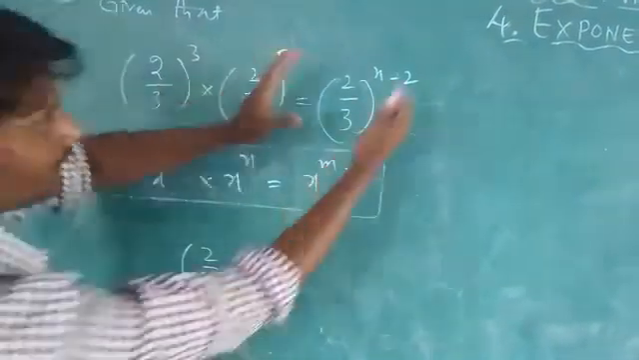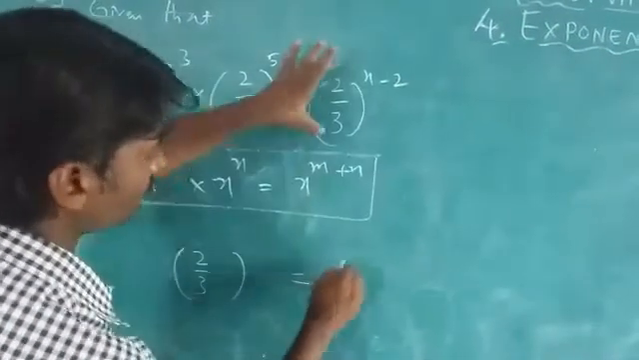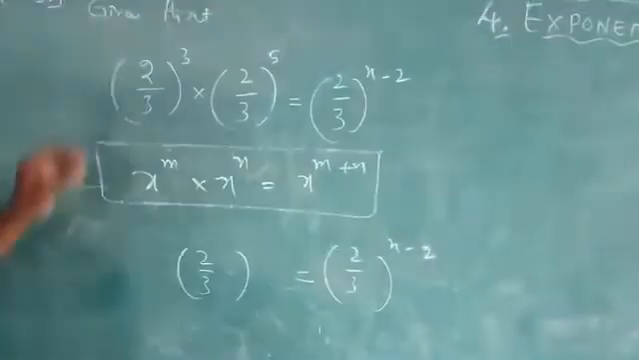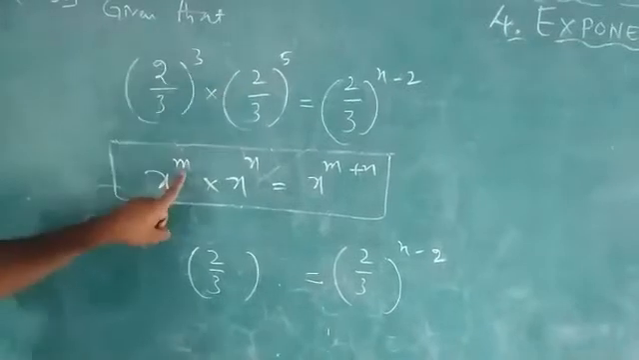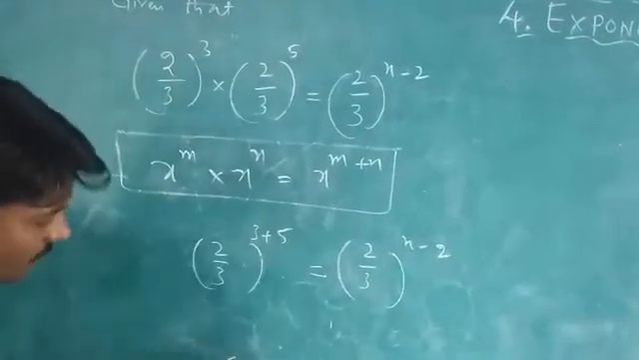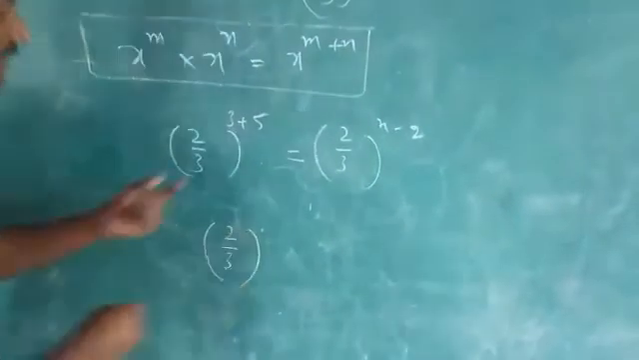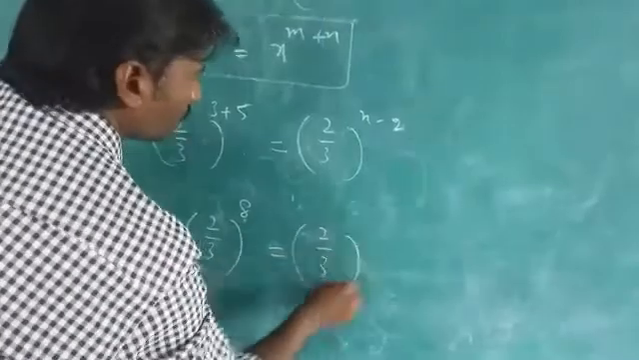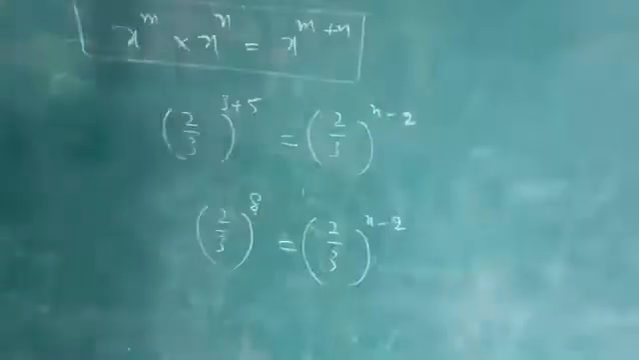I am not touching the right hand side, as it is. Copy the right hand side as it is. I am not applying any formula here. Okay? m plus n. m is what here? 3. n is 5. That is 3 plus 5. So what answer did you get here? 2 by 3, add, children. 3 plus 5 is 8. 2 by 3 whole to the power of n minus 2.